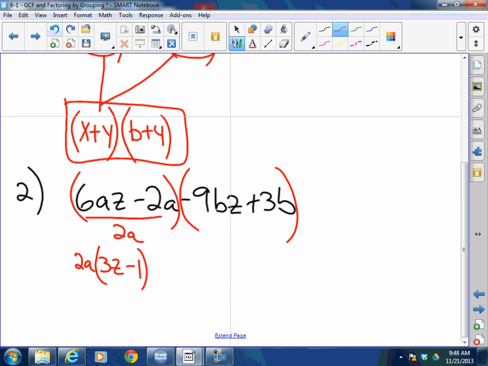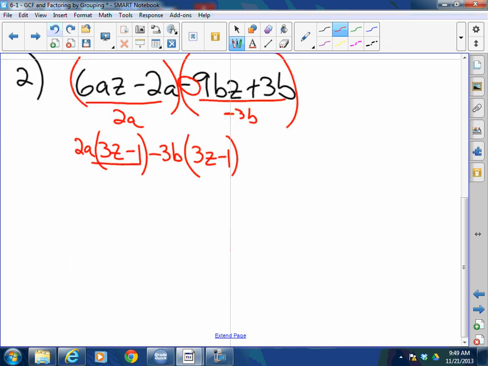And from here, I'm going to take out, what do you think? No, not a 3b. A negative 3b. If I take out a 3b, guys, look at what's left over. A negative 3z plus 1. Is that what I want? I need a negative 1. So that's why it's very important to keep that negative on the inside. So I'm going to factor out a negative 3b, giving me now positive 3z minus 1.